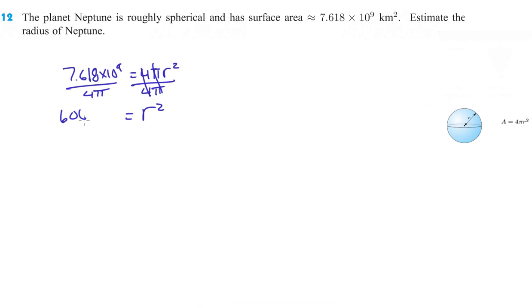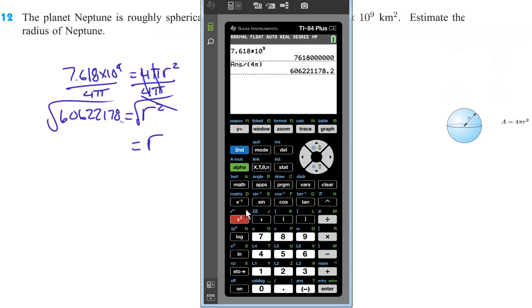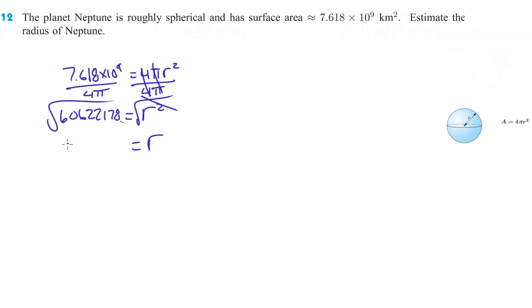Okay, so we end up with 606221178.22178 something. So to get the actual radius, we want to square root both sides. So on here, we would simply just do second square root and then second answer. We'll put this number back in so we don't have to retype it in, and we get 24,621.5. So let's go 24,622. And that's kilometers. That's a pretty big radius.